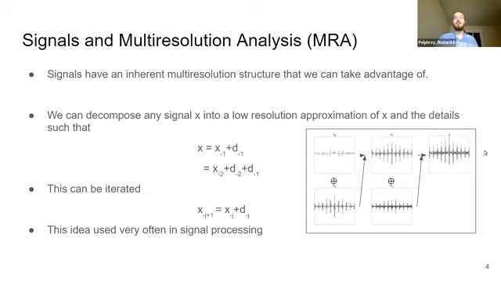This decomposition is called a multi-resolution analysis, and this multi-resolution structure is inherent to signals. Given a signal, we can decompose it into a low resolution approximation of the signal, x minus 1, and the details, d minus 1. And then we can further decompose x minus 1 into x minus 2 and d minus 2, such that when the approximation and the details are added together, we get back the full signal or the original signal. And this can continue to be iterated down to x minus 3, x minus 4, and so on. This idea is used all over the place in signal processing, from our phones to distributed systems to Zoom, which we are on right now.